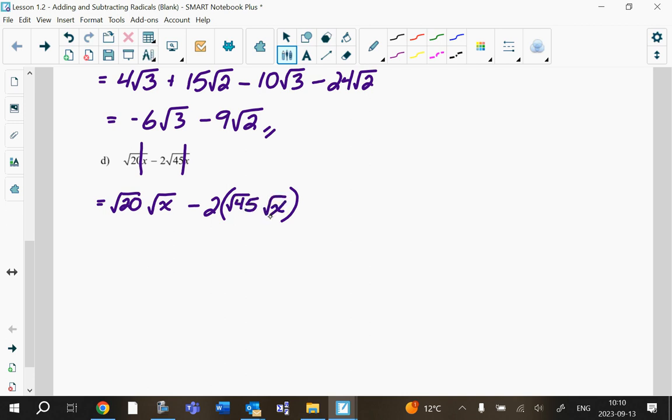Now I look at all the square roots and I see if I can simplify them. I just said at the beginning of the question, if underneath the radical there is a number times a variable and possibly times another variable, that's when you always split.